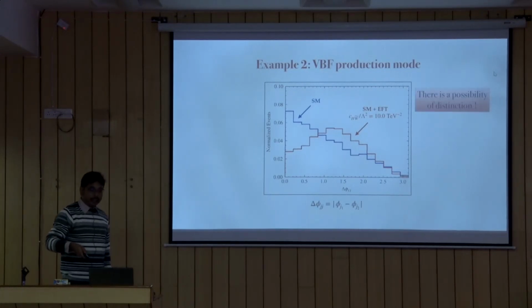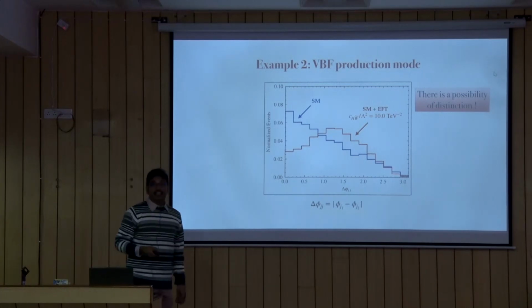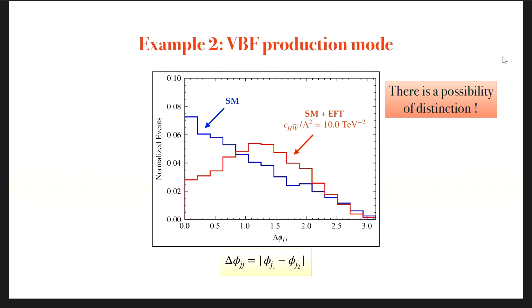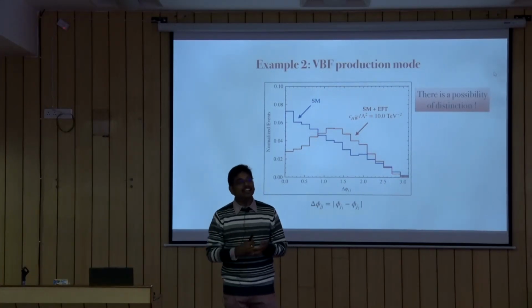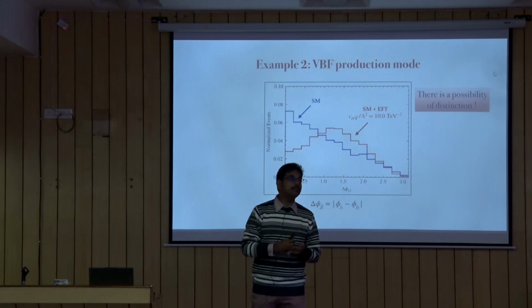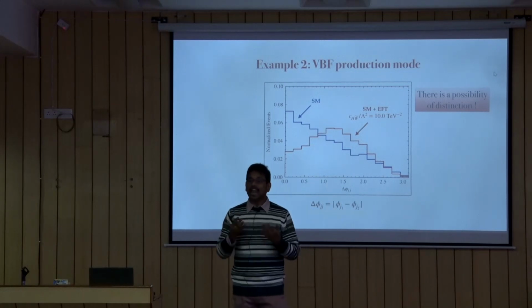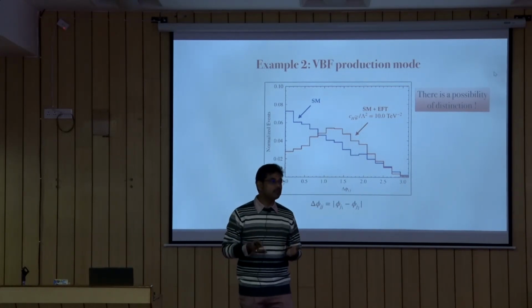So the last point that I had to say is, remember that the distribution that I have shown is only the signal distribution: the signal coming from the standard model, and the signal coming from the standard model plus effective operator. But life is not that simple. There is huge standard model background contamination which is going to affect your observable.